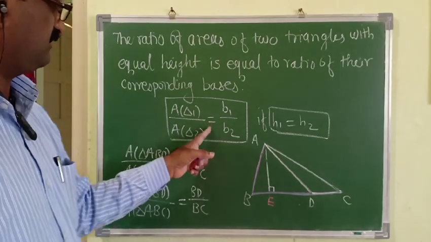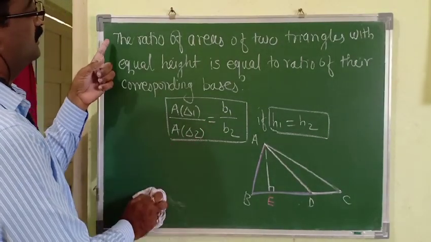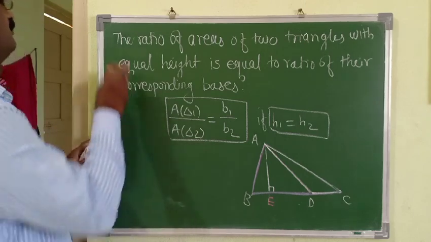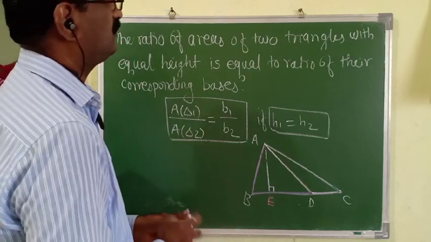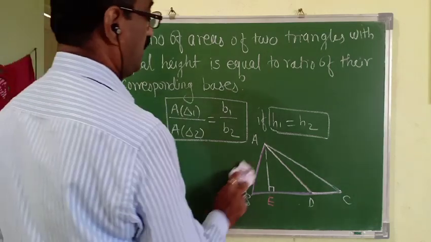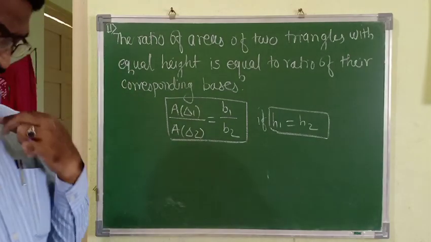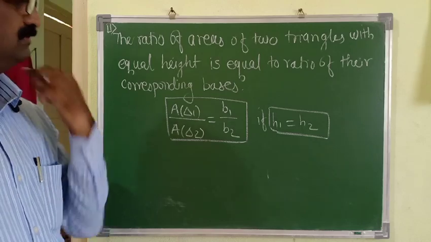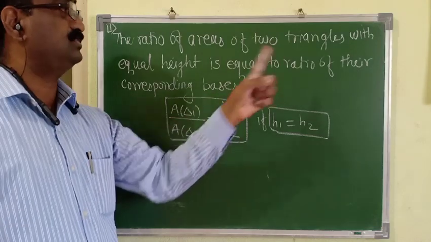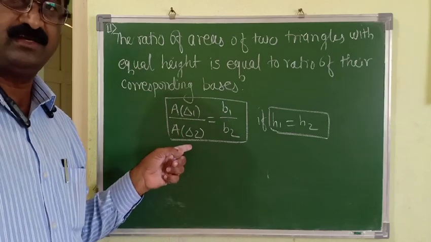So write down this thing. We have written that property. Second property: the ratio of areas of two triangles with equal height is equal to the ratio of their corresponding bases. So everybody got this property.